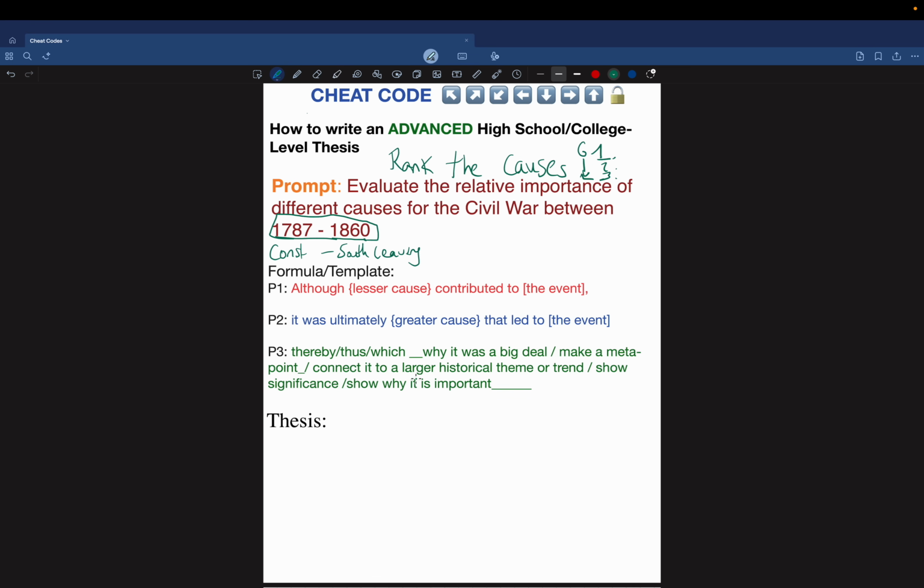You can make a meta point, you can connect it to a larger historical theme or trend, show significance, show why it's important. In some cases, you can get away with just saying what was the effect of the causes, right? The significance could just be the effect. So that's an even shorter cheat code. Let's check out my thesis down below, and I already typed it up.